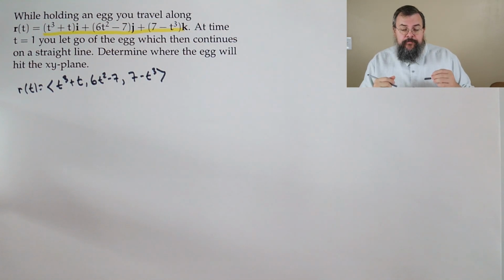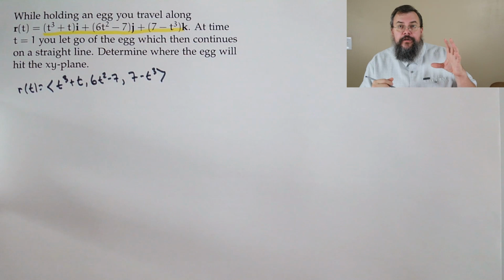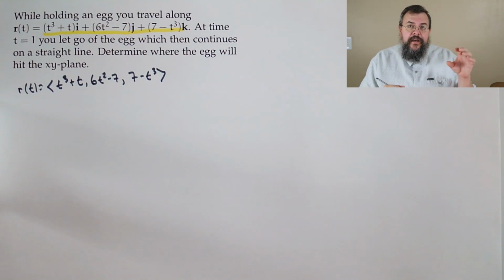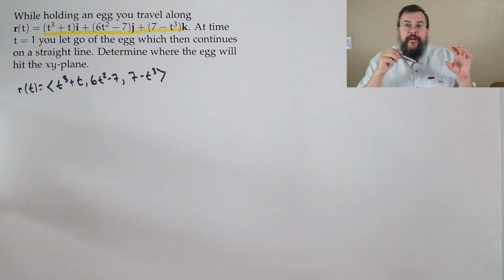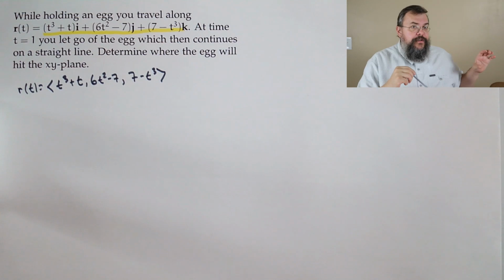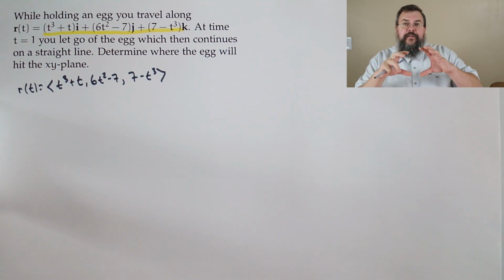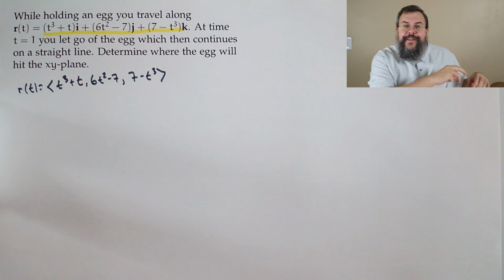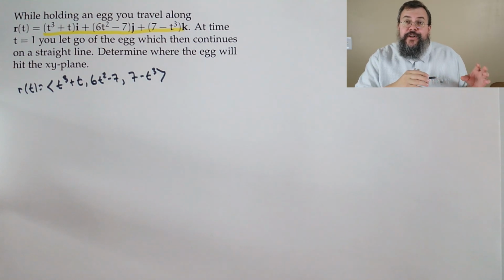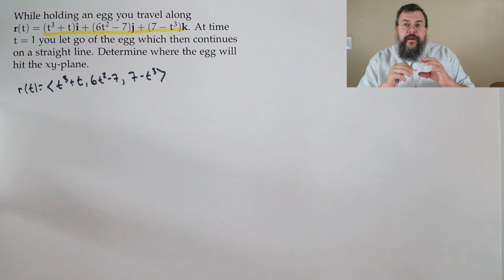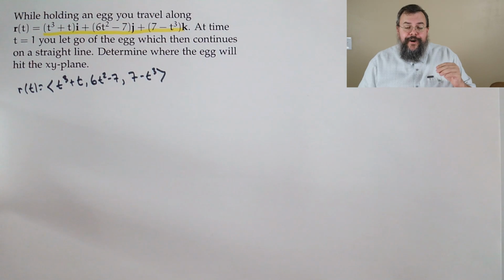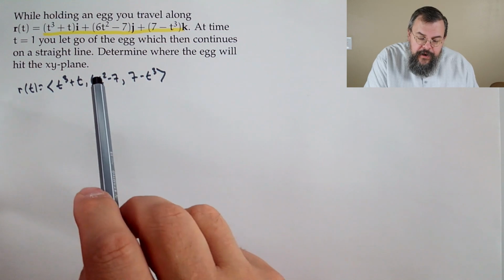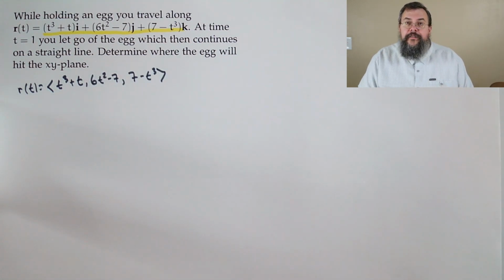All right, at time t equals 1, you let go of the egg. So we're traveling with this egg, and we release. Now, what happens? Well, the egg isn't going to follow you because you're moving along the curve, but you're no longer holding onto the egg. So the egg doesn't somehow magically follow along. That's not what eggs do. Eggs aren't magical in that sense. So what does it do? Well, it continues in some straight line. Now, the question is what's going to happen? In particular, where will the egg hit the xy plane?